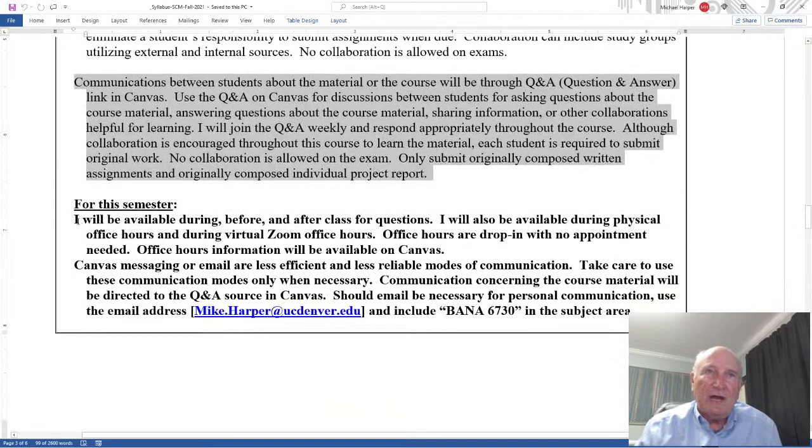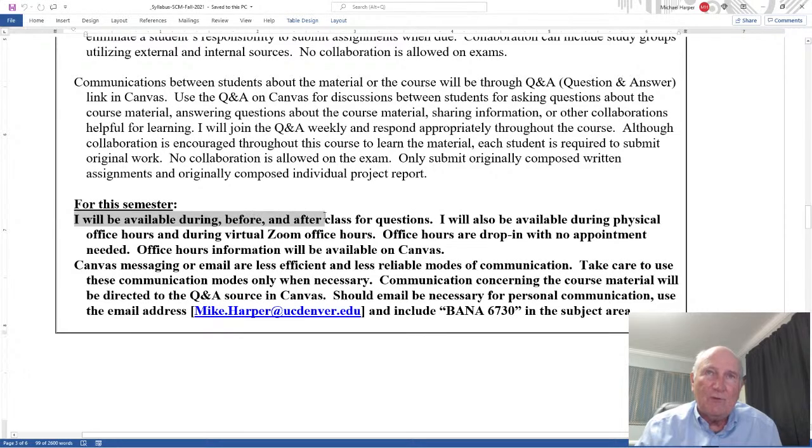For this semester, I will be available during, before, and after class for questions, like office hours. I will also be available during physical office hours and during virtual office hours with Zoom. So there's 3 ways to do it: during class, my office hours, and Zoom. Office hours are drop-in with no appointment needed, and the information will be on Canvas.